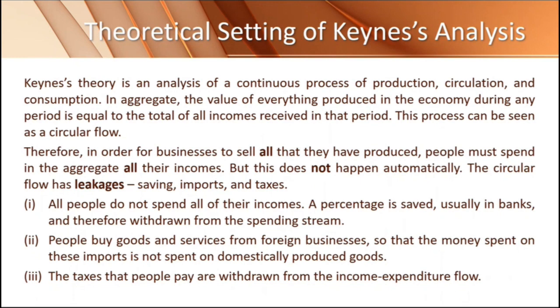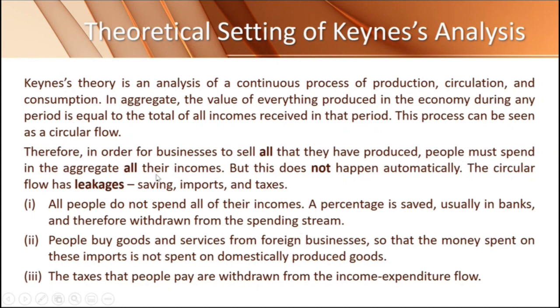Why? Because the circular flow has leakages: saving, import, and taxes. Later on, you'll see how these leakages are counterbalanced by injections. Therefore, besides the AE model, you also have the leakage and injection model, or leakage and injection graph, which shows the saving, import, and taxes elements inside. Because of saving, people do not spend all their income. Let's say you have a salary of 3,000 per month, you will not spend all 3,000. You may spend maybe 2,000 or 2,500. You save a bit. So a percentage is saved, usually in the bank, and therefore withdrawn from the spending system. Of course, you will criticize that the saving in the bank can also be used as investment. Yes, wait, hold on.